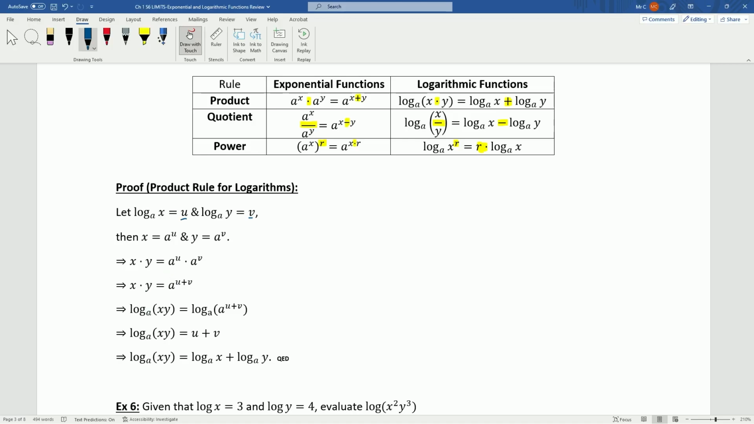Now if I take log base a of both sides of the equation, I get log base a of x times y equals log base a of a to the u plus v. But log base a of a to a power is that power. So log base a of xy equals u plus v, but again, u plus v is just this. So log base a of xy equals log base a of x plus log base a of y. So you can prove these rules. It's just clever manipulation algebraically using the definition of these inverse functions.